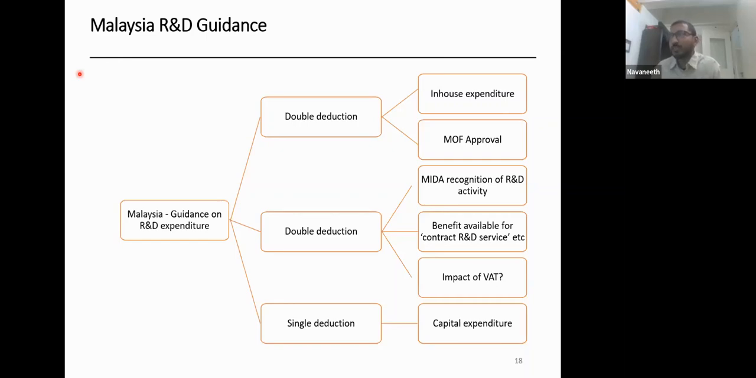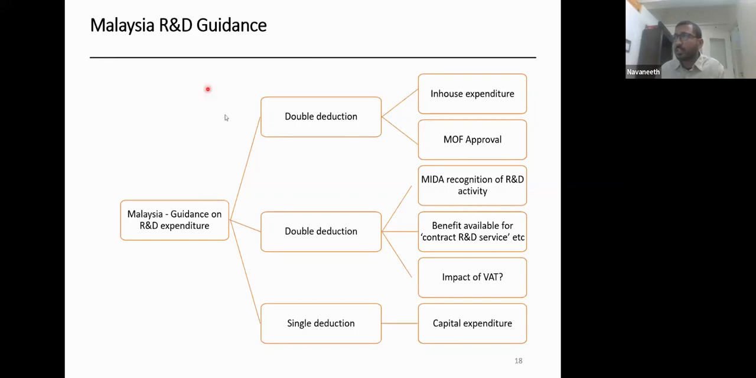Broadly or roughly similar approach is available. There is a double deduction in certain instances and a single deduction. This is set out in the executive summary available. I have also set out certain changes between the prior guidance and the current guidance. I will not go into that owing to paucity of time, but I will share this document which you can take a look at and understand the details between the two versions.